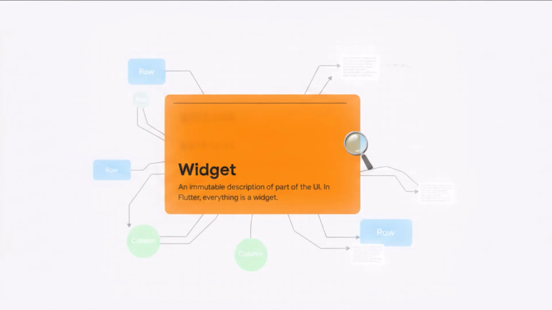You essentially build your UI by stacking these widgets together into what's called a widget tree, combining simple little pieces like rows and columns into really complex, beautiful screens. It's basically like snapping together digital Lego bricks.